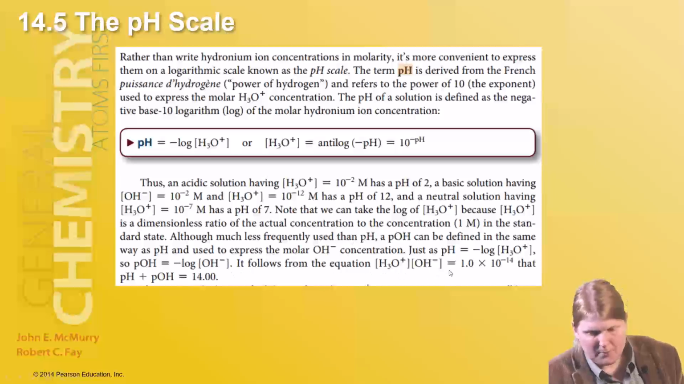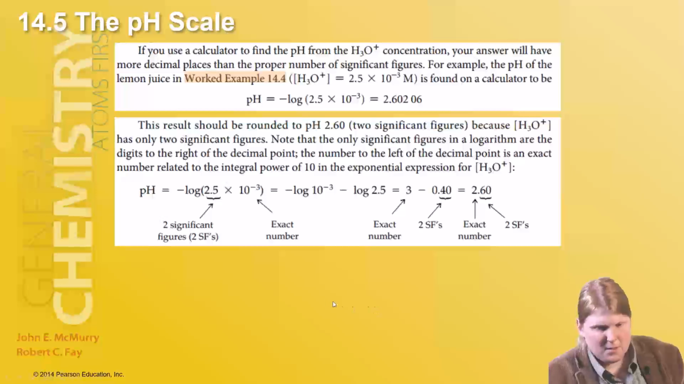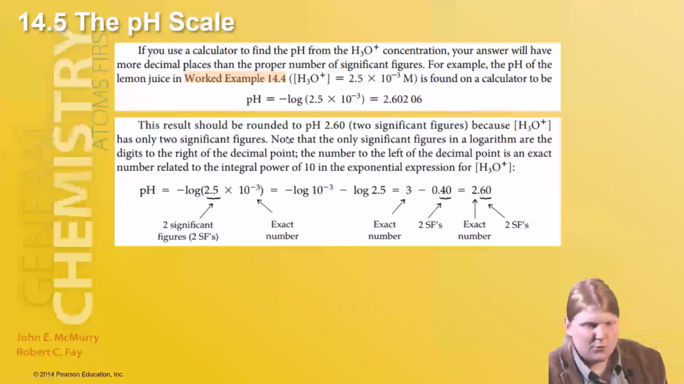So it follows from the equation that H3O+ times OH- is equal to 1 by 10 to the minus 14. If you take the pH plus the pOH, you get 14. That's an important equation we'll be using a lot later on. Keep in mind how significant figures work for pH.